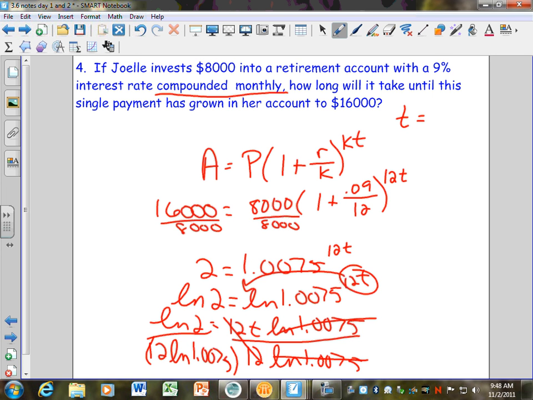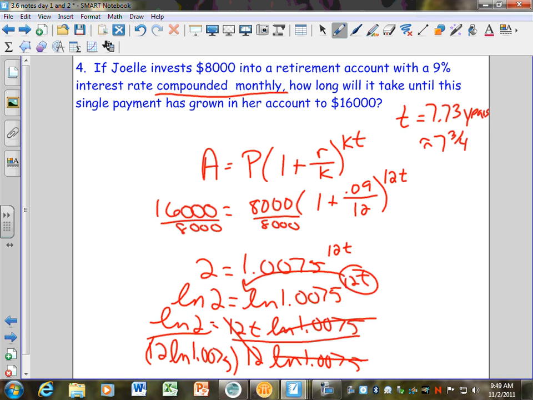Anybody want to give me their answer? 7.73 years. If it's compounded monthly, let's think about this. Let's be a little more exact. 0.73 is pretty close to what fraction? 3/4, 0.75. So do you agree that that's almost 7 3/4 of a year? How many months is 3/4 of a year?